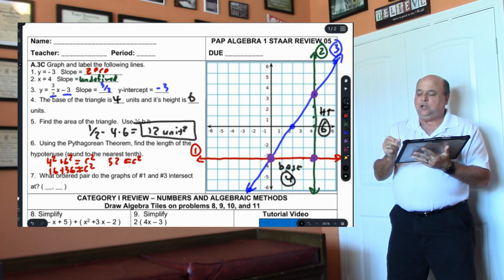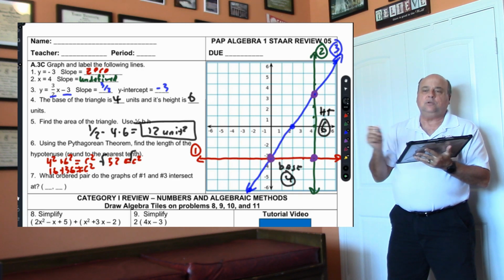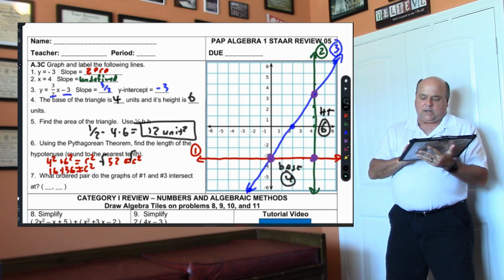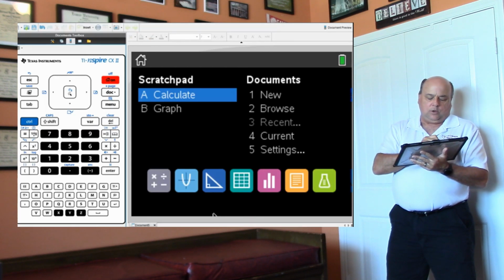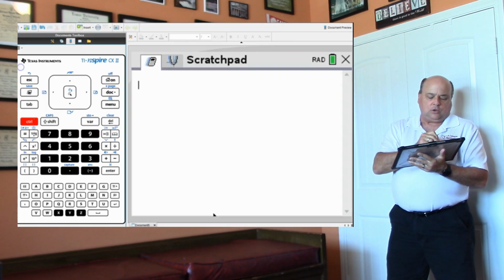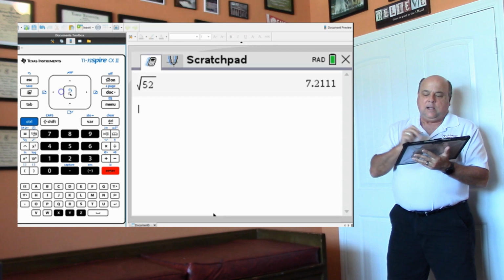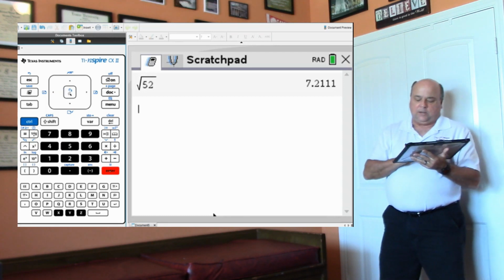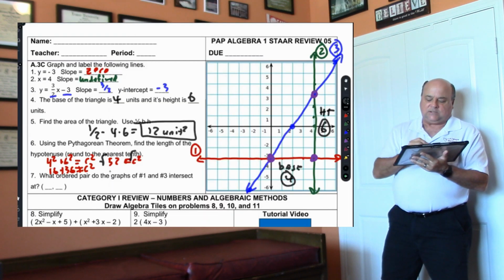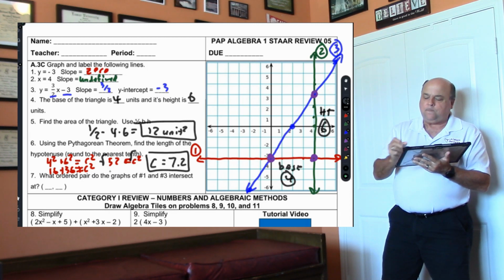And then last year you were taught how to get these square roots. Okay, so we need to go to our calculator and get the square root. I'm going to go to calculate, control x squared, 52. And it's 7.211, or just 7.2. We're going to round it to 7.2. So c equals 7.2 units.